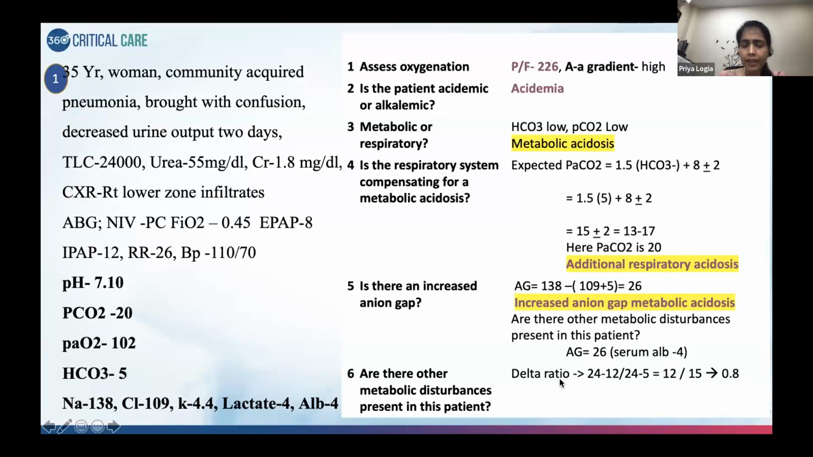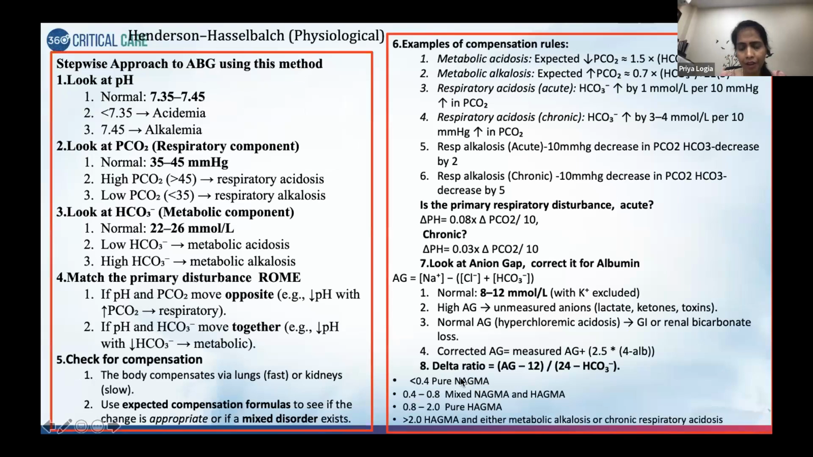Then go into the delta ratio, which is nothing but delta anion gap by delta bicarbonate, which is 0.8. So you have a 0.8. So you have this interpretation of delta ratio. If it is 0.8, it could be a mixed disorder. Okay. So remember this delta ratio.